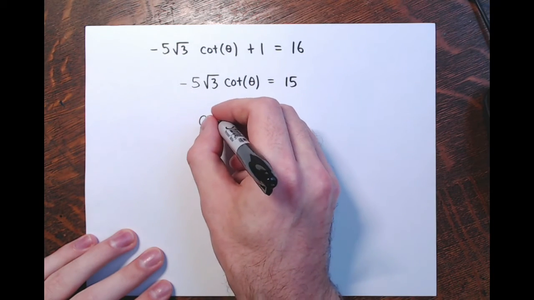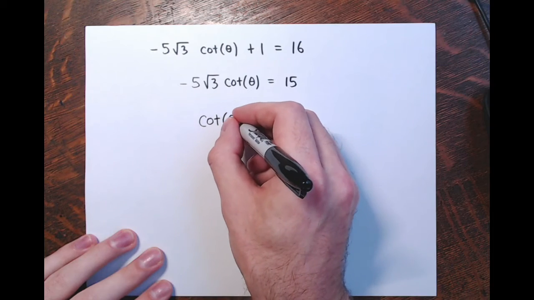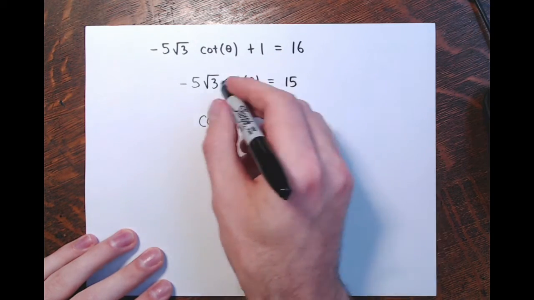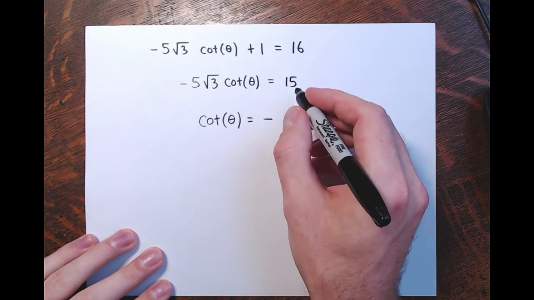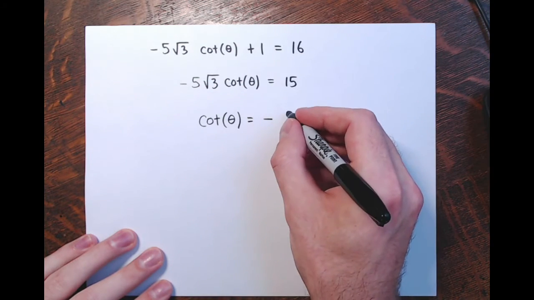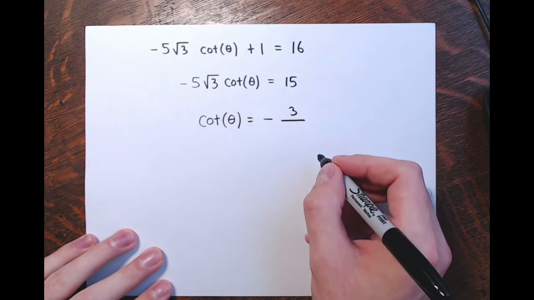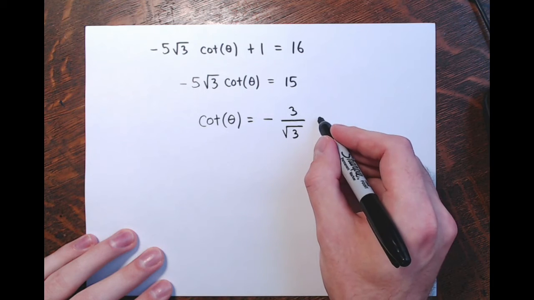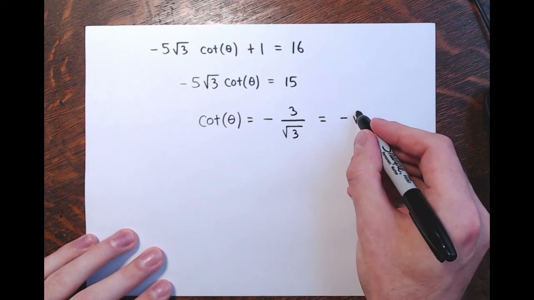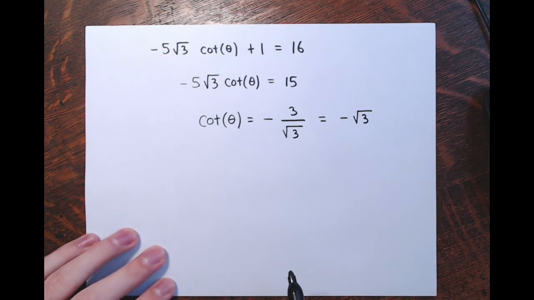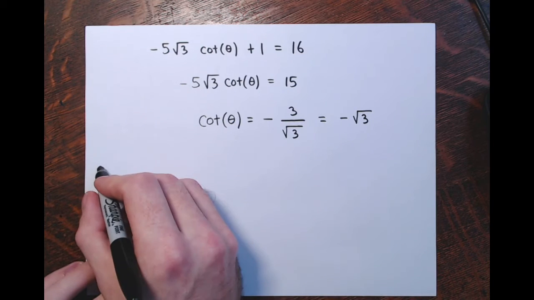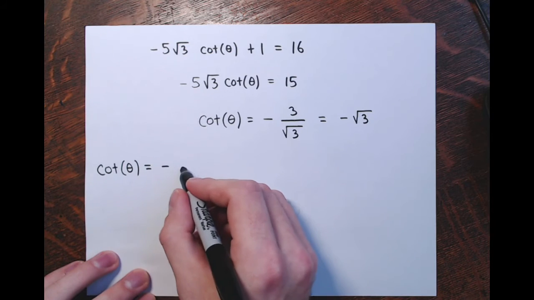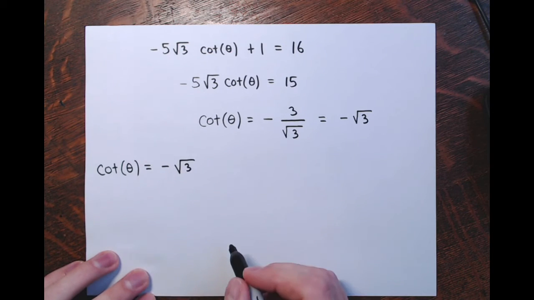So we have cotangent of theta. Now 5 goes into 15 3 times, and it's a positive divided by a negative, so it'd be negative. Then you have 3 in the numerator and square root of 3 in the denominator, and this would actually simplify to just negative square root of 3. So we're looking at this equation: when is the cotangent of theta equal to negative square root of 3?